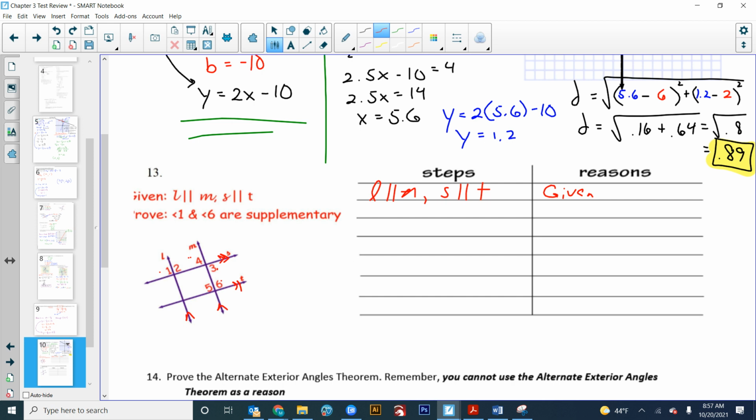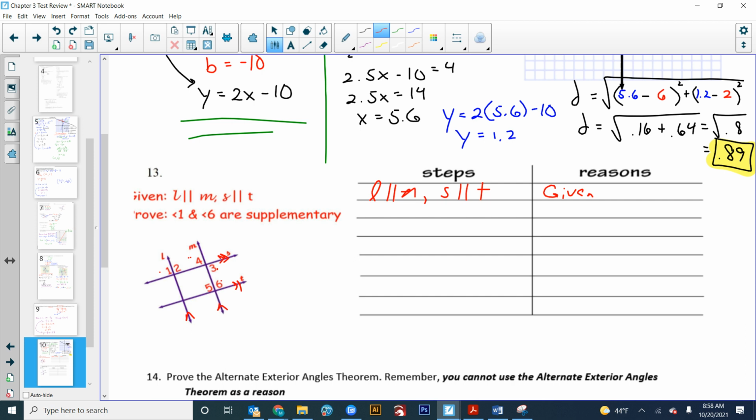3 and 6 are consecutive interior. That's my reason, but my statement is that they are supplementary. Well, the lines are parallel. Consecutive interior angles are supplementary, which means they add up to 180. Right? You with me? 3 plus 6 equals 180. Oh, wait, I just showed 1's congruent to 4, 4's congruent to 3, so 1's congruent to 3. So instead of 3 plus 6 equals 180, I can plug in 1 plus 6 equals 180, and then therefore they are supplementary. Okay, so that's our path.